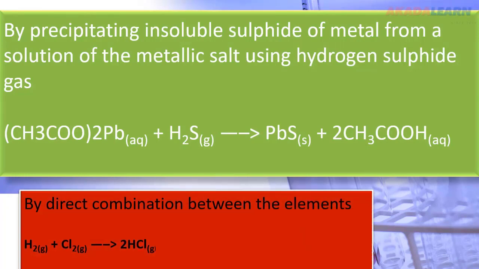And the last method is by direct combination of the elements. Of course, we take hydrogen, we take chlorine, when we mix them together, we get HCl.